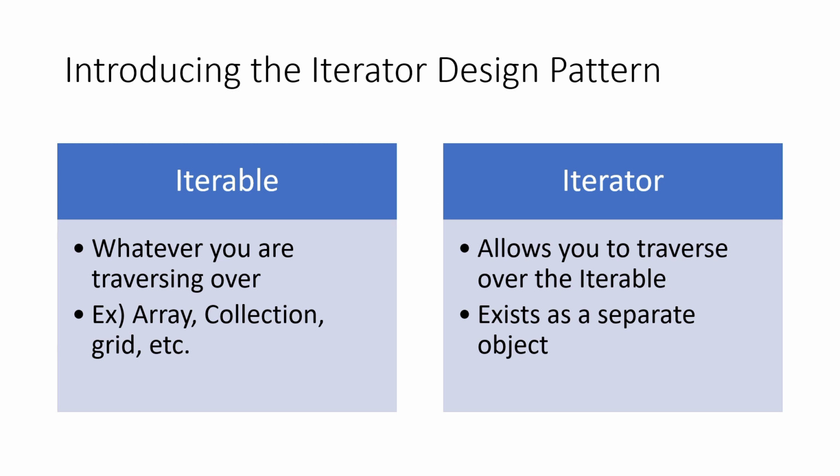This design pattern has two key parts: the iterable and the iterator. The iterable is just going to be whatever you're traversing over. It could be an array, a collection, a grid, or even a custom object that you wrote yourself. Now the iterator is the bulk of this design pattern, and that is what allows you to traverse over the iterable. Now this is really important, but the iterator and the iterable are both separate objects. That's really important because that means the iterator can have its own fields and methods unique to itself.